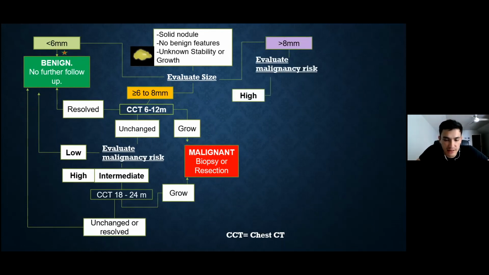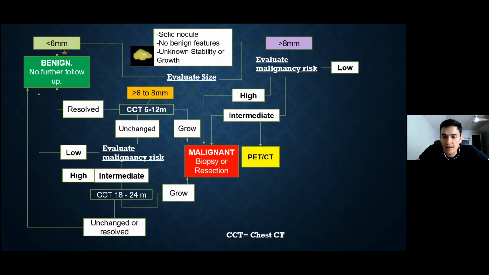If the risk is high, then biopsy or resection is indicated. If the risk is intermediate, also biopsy or resection is indicated, but an alternative is PET-CT. This is specifically for patients who don't want a surgery or if the surgery risk is high. If the risk is low, then a chest CT at 3 months is indicated.